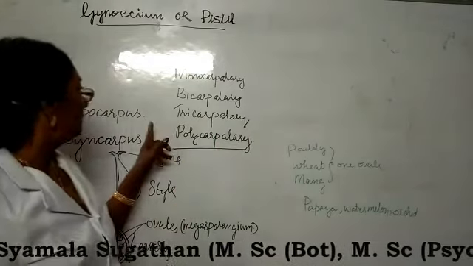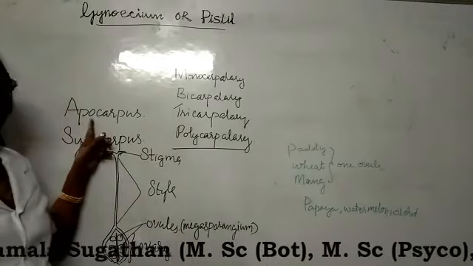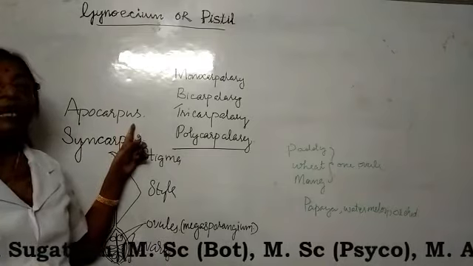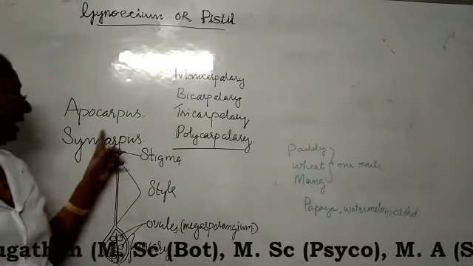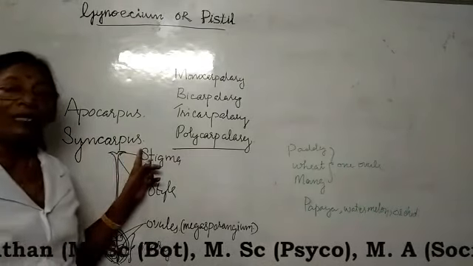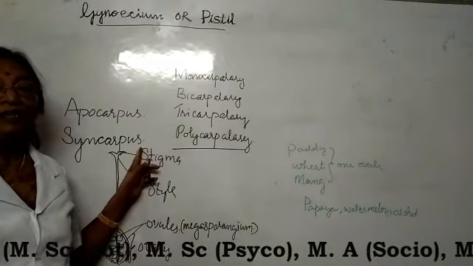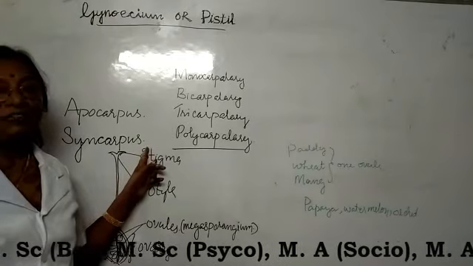And the carpels may be united or free. When the carpels are free, it is called apocarpous condition. And when the carpels are united, as seen in the case of hibiscus, ladyfinger, etc., it is called syncarpous condition.